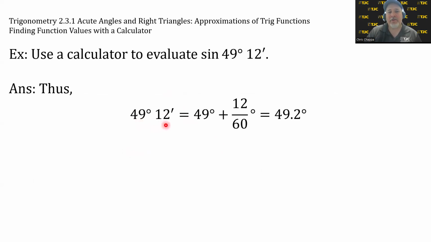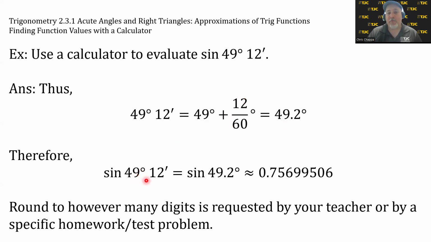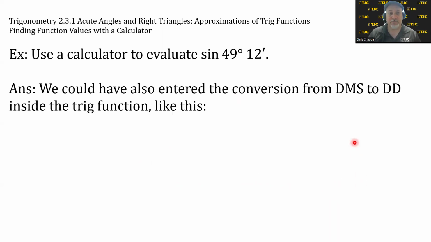Thus, 49 degrees 12 minutes is equal to 49 degrees plus 12 over 60 degrees, because to convert from minutes to degrees, you divide by 60, and that adds up to exactly 49.2 degrees. Therefore, sine of 49 degrees 12 minutes is equal to sine of 49.2 degrees, which is approximately 0.75699506. Round to however many digits is requested by your teacher or by a specific homework or test problem.